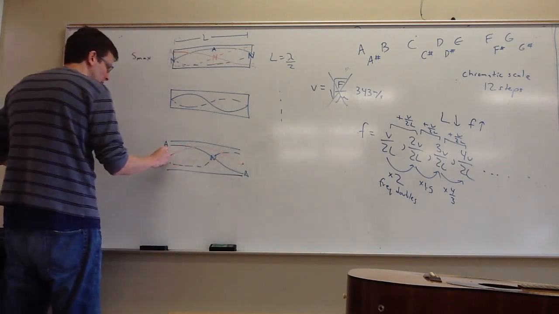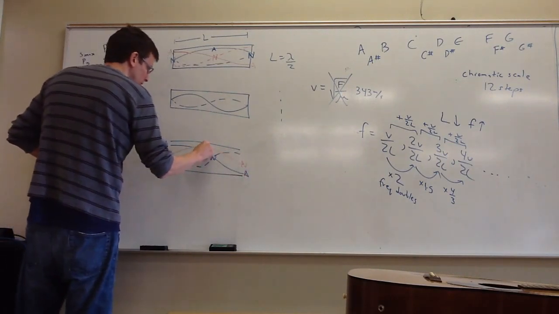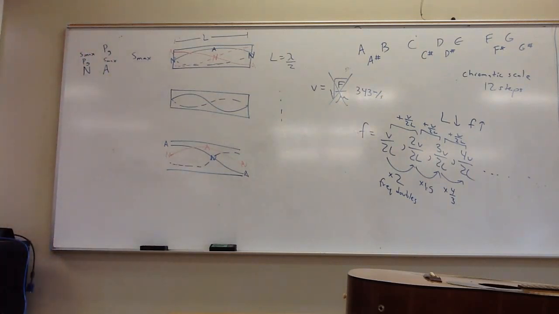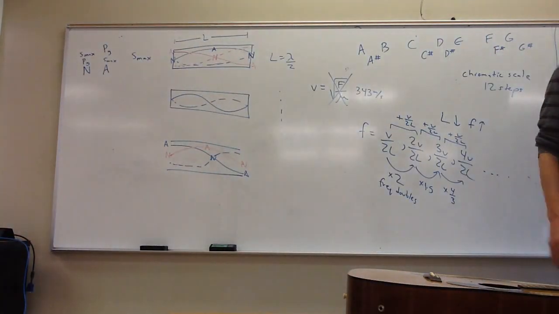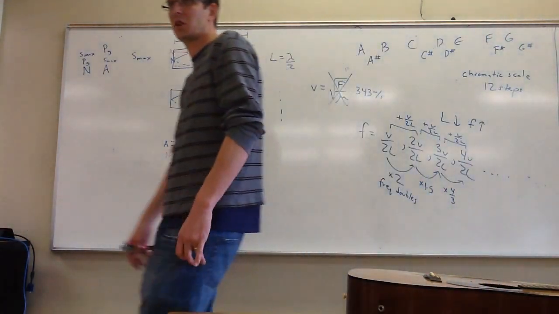So this is going to be a pressure node. The pressure doesn't vary on the ends. In fact, what is the pressure on the ends if you have an open tube? Atmospheric pressure, right? So the pressure doesn't vary from atmospheric on the ends.